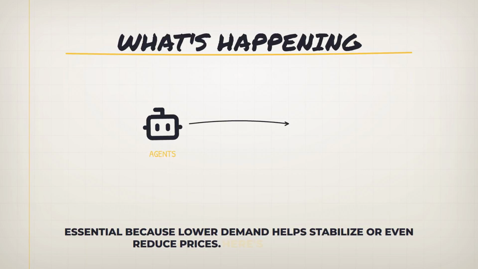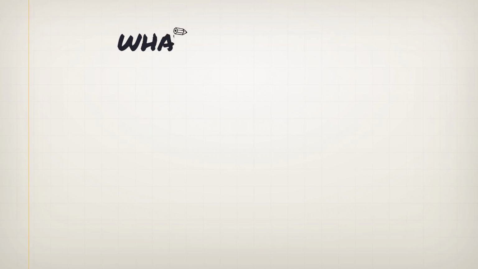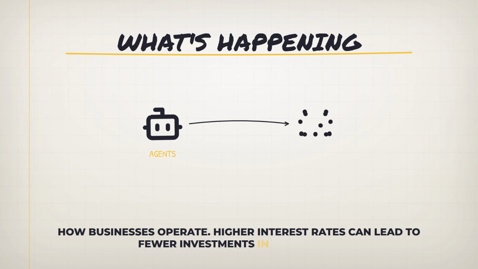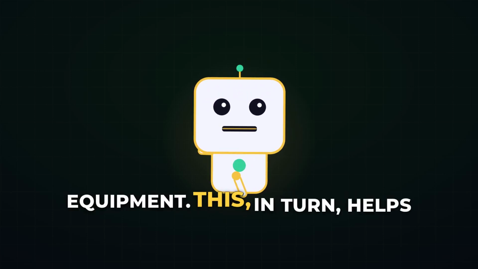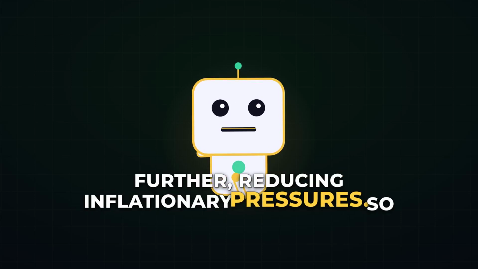Here's the surprising part. The relationship isn't just about spending. It also influences how businesses operate. Higher interest rates can lead to fewer investments in expansion, hiring, or new projects. When borrowing costs rise, businesses may choose to hold off on that new factory or equipment. This, in turn, helps to cool off the economy further, reducing inflationary pressures.